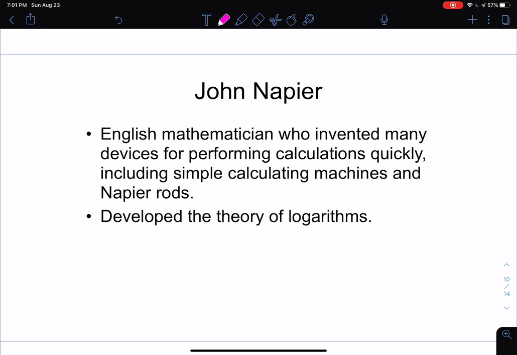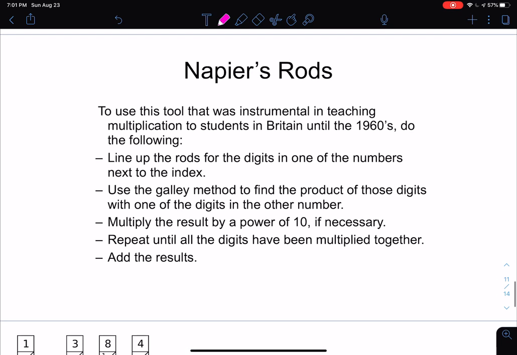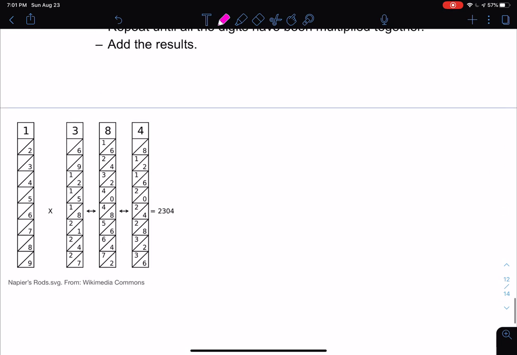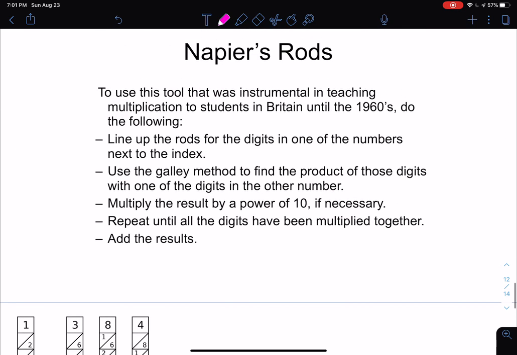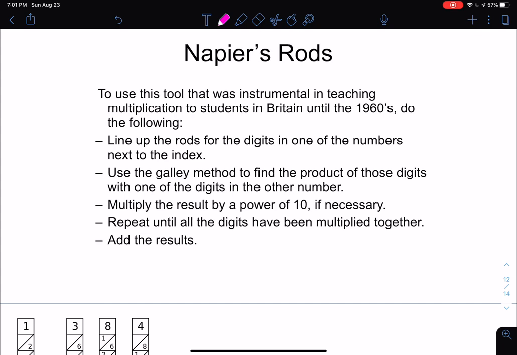But anyways, what does this look like? Well, this tool, scroll down a little further, the tool looks like these long strips. It can be sticks or bones with the values etched into them. And then when you really look closely at how you use them, it looks like the galley method. The students in Britain were using these until the 1960s to learn multiplication. If you do a search for Napier's bones or Napier's rods, the images will show these nice carved bones or rods, or wooden sticks, those kinds of things that they could carry around in a pouch. The students could pull them out and use them.